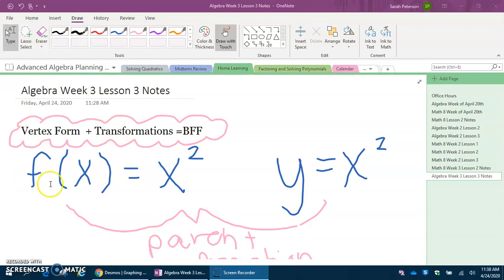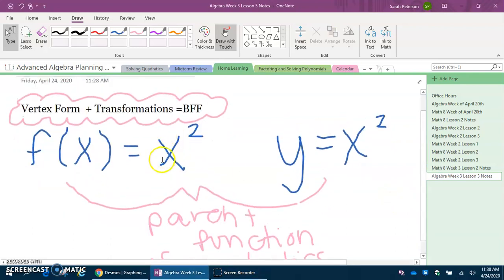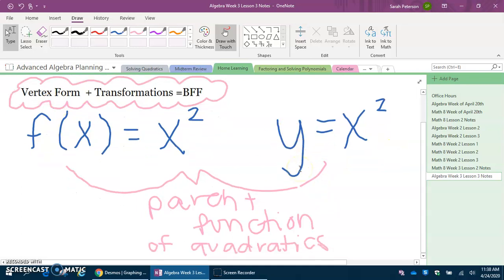The thing we're most interested in is what's called a parent function, and that tells you how other parabolas have transformed. So the parent function for any quadratic is f of x equals x squared, or you can say y equals x squared. Those are the same thing because remember f of x is the same thing as y. So this is what's called the parent function of quadratics. This is what all the quadratics are based off of.